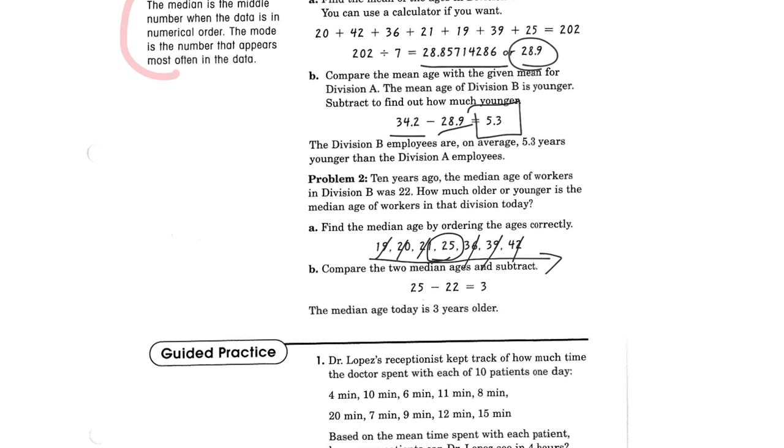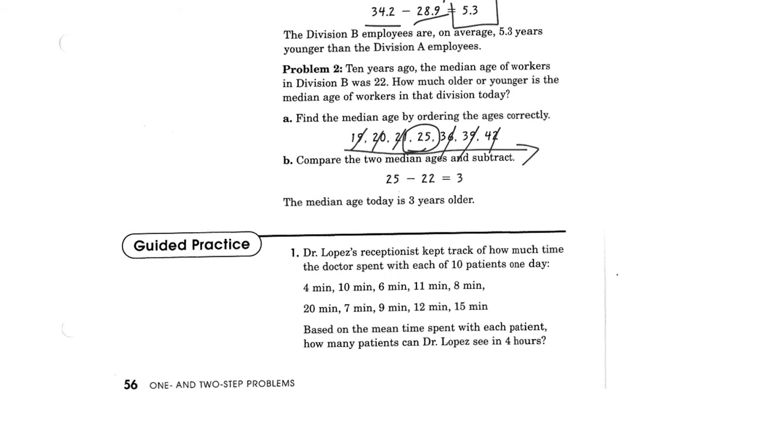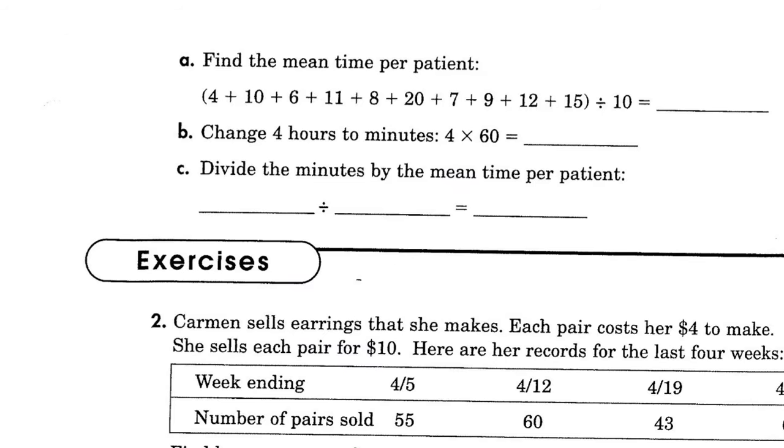So they've labeled their problem. So make sure you get notes down. So Dr. Lopez's receptionist kept track of how much time the doctor spent with each of the 10 patients one day. Here are the times that he spent. It says, based on the mean time spent with each patient, how many patients can Dr. Lopez see in 4 hours? All of this work is done on the next page.